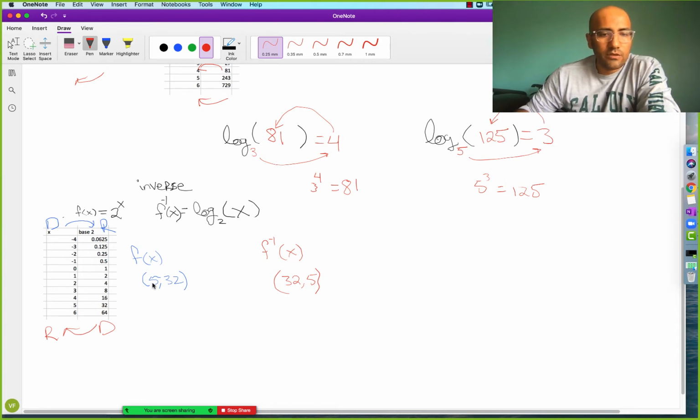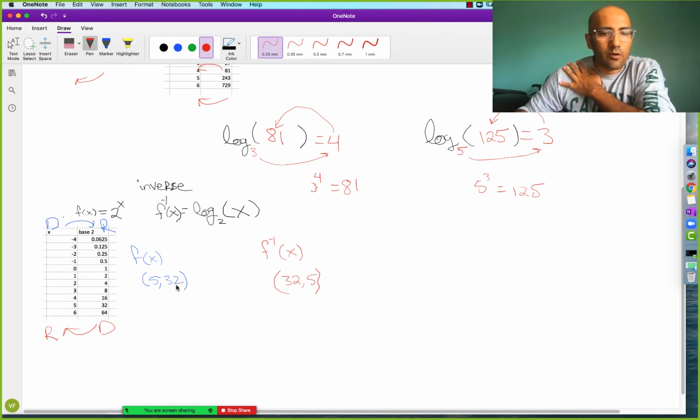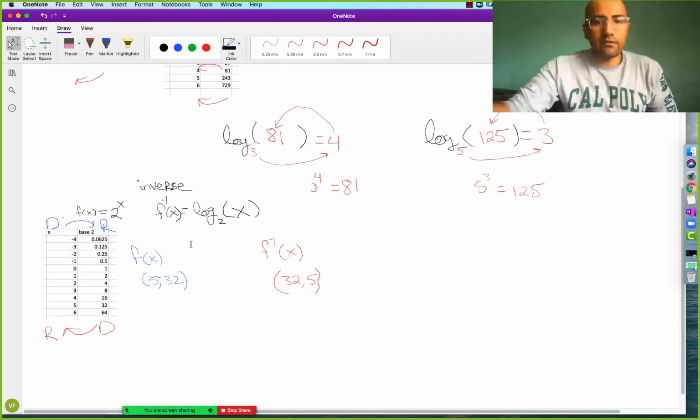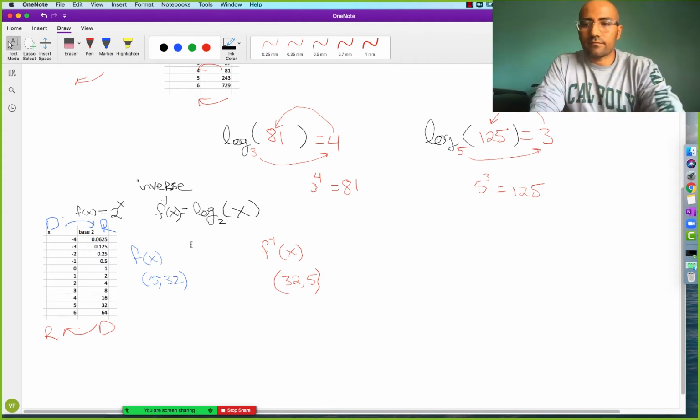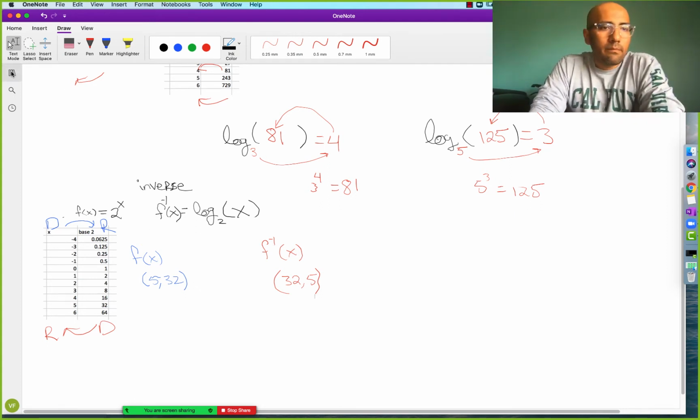Okay, so we're really just swapping around the inputs and outputs. And we learned from our previous study of inverse functions that when we graph them, we get a special property that comes out of all of that. Okay, we're doing okay? Maybe? Questions?